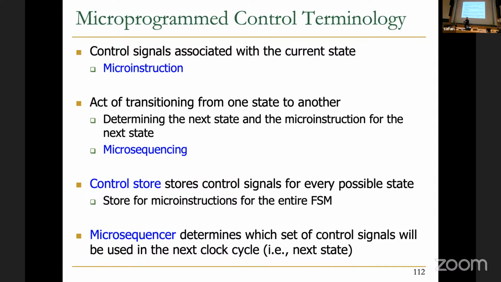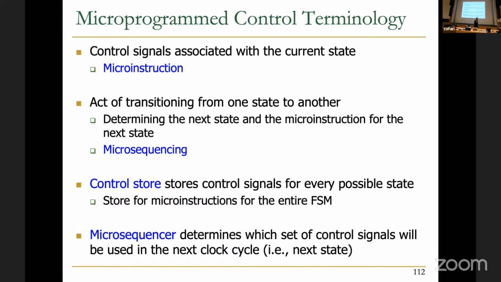So now you can think about sequencing from state to state as applying micro instructions into the machine, which means that you have a micro program running on the machine. So basically, the act of transitioning from one state to another means determining the next state and the micro instruction for the next state. That's called micro sequencing. So you have a control store that stores control signals for every possible state in the machine, meaning that you can store the micro instructions for the entire finite state machine, analogously to how you store a program in memory. Now, very interesting. And the micro sequencer determines which set of control signals will be used in the next clock cycle, meaning which micro instruction you will execute.